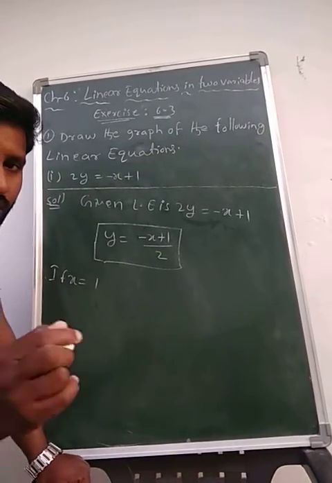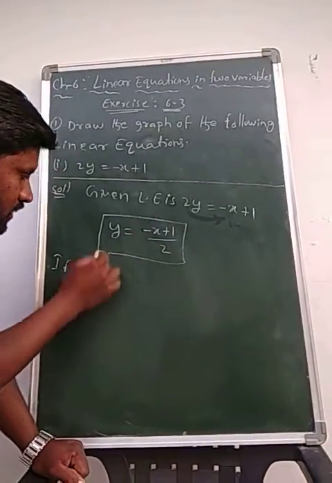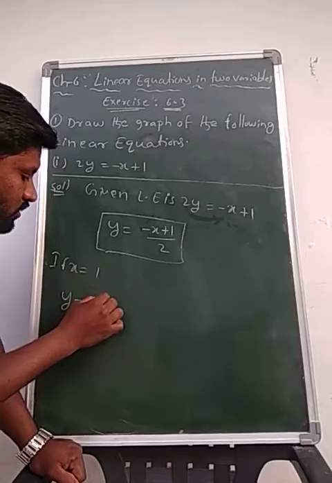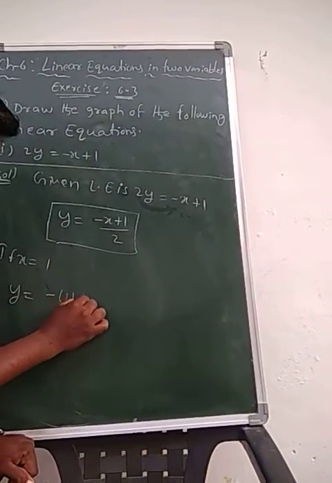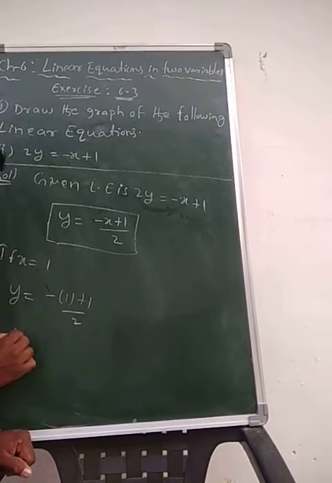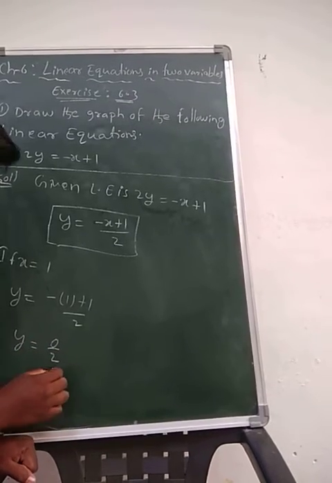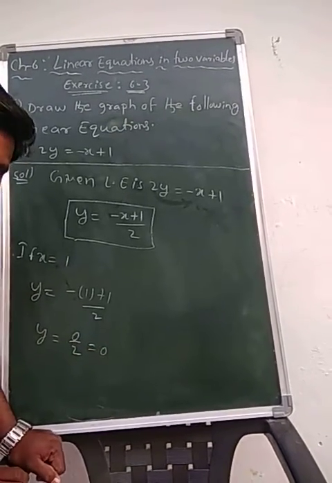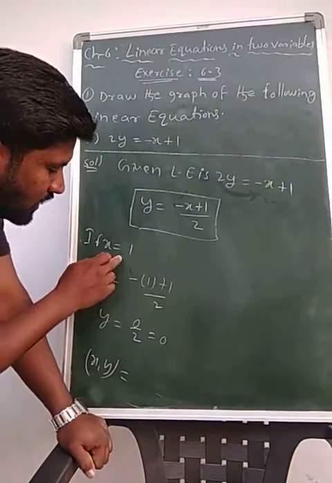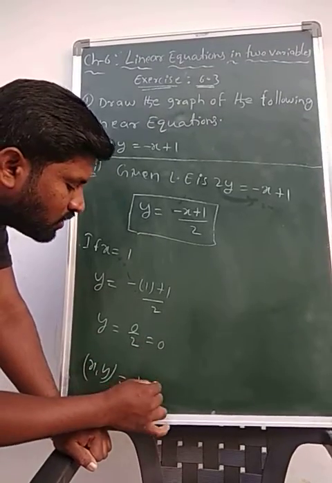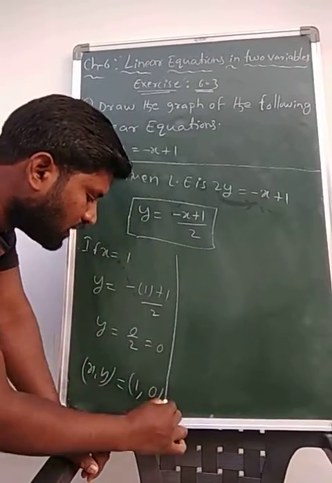then what happens? I am going to substitute the x value. So y = (-1 + 1)/2. Then y = 0/2, so 0/2 is equal to 0. So we get a solution. If I take the x value as 1, then I get the y value as 0. So (1, 0) is one point. Okay, next you take like that only.